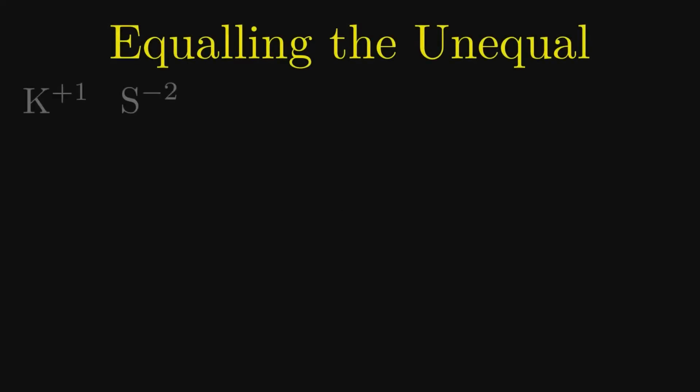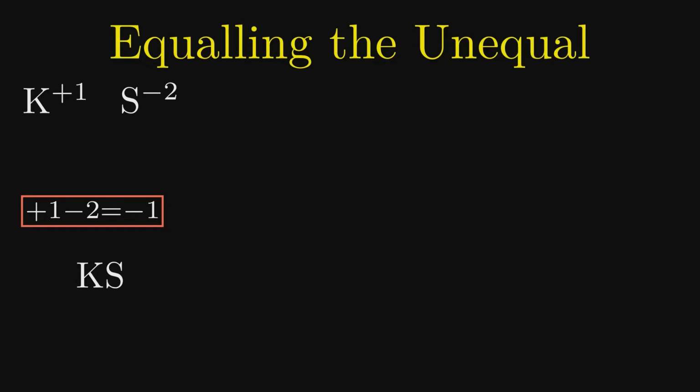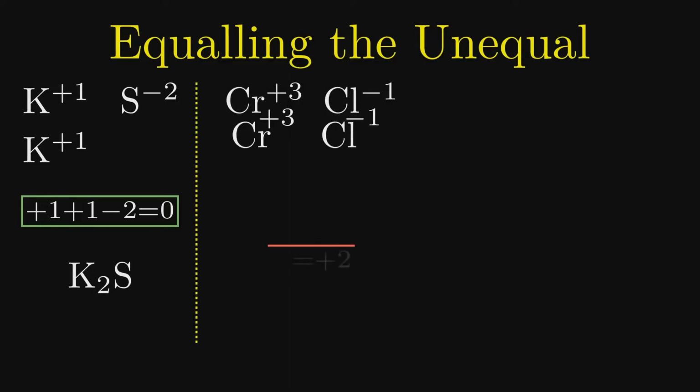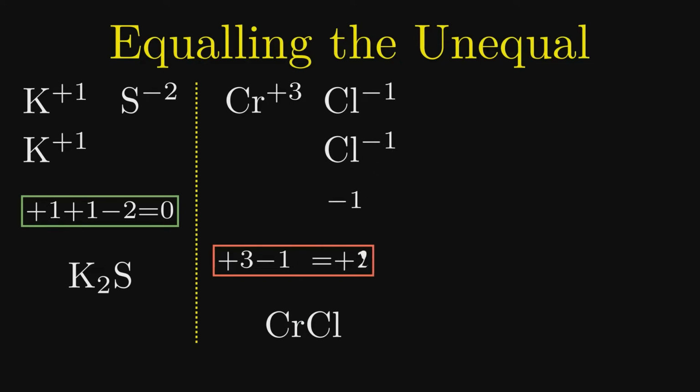However, what about when the charges don't cancel out? In the case of potassium and sulfide, the charge with one ion each is -1. Add another potassium and the charge becomes 0. This results in the formula K2S. Similarly, with chromium and chloride, the charge is +2. Add another chloride and it's +1, and a third chloride makes it 0. This gives the formula CrCl3.